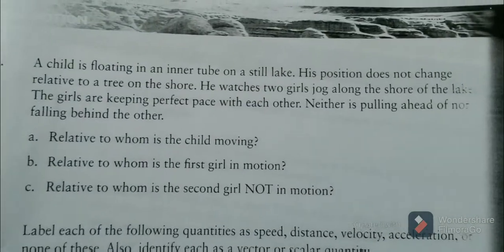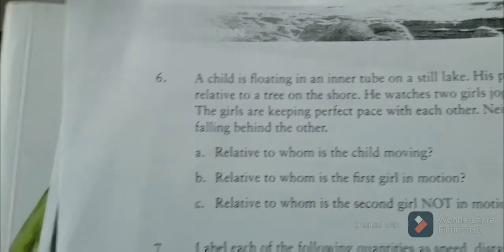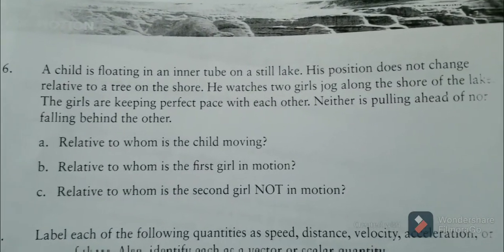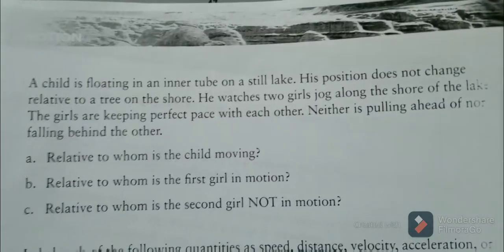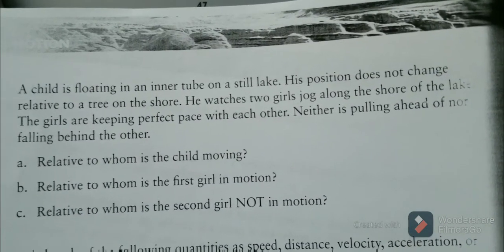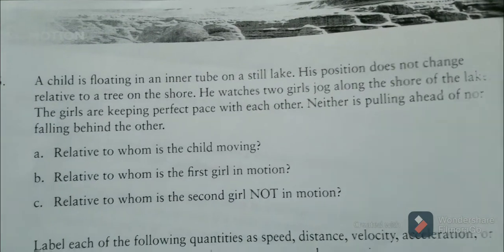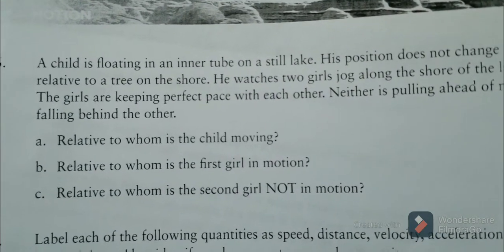Number 6. Turn the page of my tricky answer key in front of me here. All right, so a child is floating on an inner tube still on a lake. His position does not change relative to a tree on the shore. He watches 2 girls jogging along the shore of the lake, and the girls are keeping perfect pace with each other. Neither is pulling ahead nor falling behind the other. Relative to whom is the child moving?